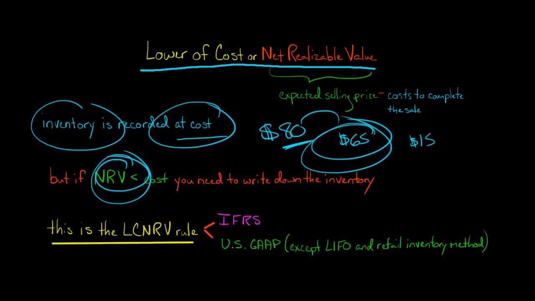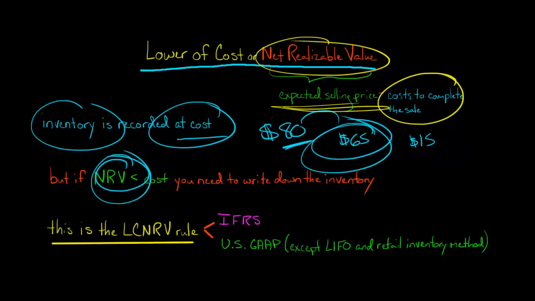Now, you might be wondering, what is net realizable value? That's just the expected selling price of the inventory, how much money you think you're going to get for it, minus any cost to complete the sale. Cost to complete the sale could be distribution costs you expect to incur, or packaging costs. So let's say I think I could sell a piece of inventory for $170, but I'm going to have to pay $20 for shipping to get it to the customer. Then in that case, the net realizable value would be $150.